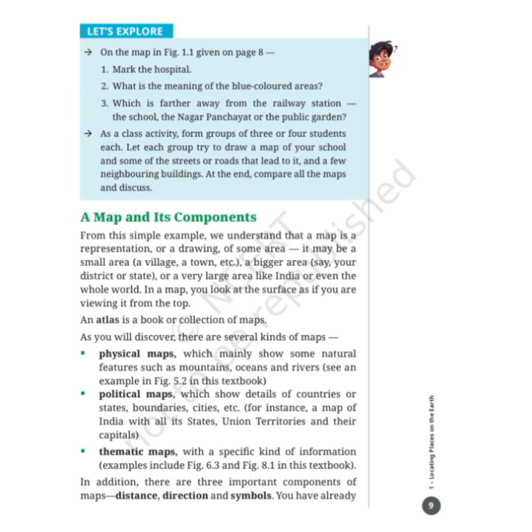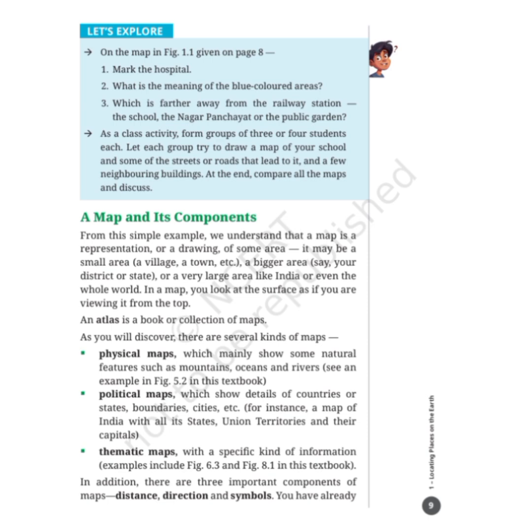A map and its components. From this simple example, we understand that a map is a representation or a drawing of some area. It may be a small area, a village, a town, etc. A bigger area, say your district or state, or a very large area like India or even the whole world. In a map, you look at the surface as if you are viewing it from the top. An atlas is a book or collection of maps.